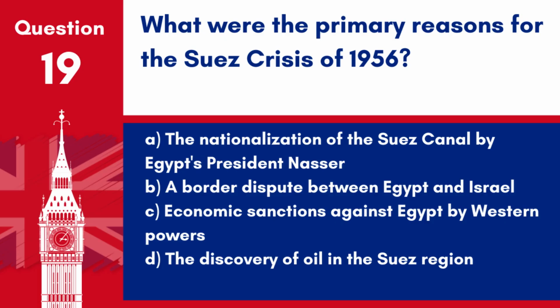Question 19. What were the primary reasons for the Suez Crisis of 1956? A. The nationalization of the Suez Canal by Egypt's President Nasser. B. A border dispute between Egypt and Israel. C. Economic sanctions against Egypt by Western powers. D. The discovery of oil in the Suez region.